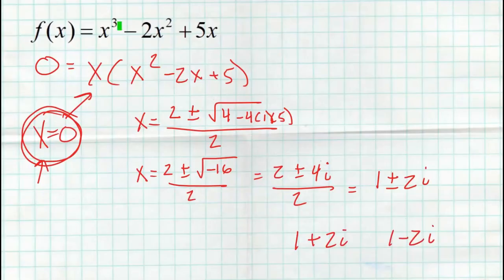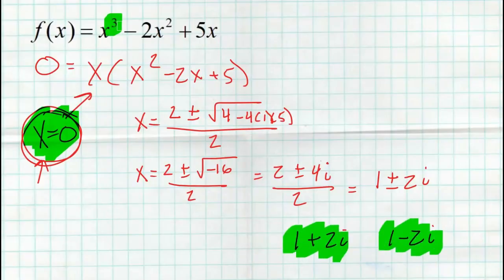So I got 3 zeros that are complex, including multiplicities. There it is. There's my degree 3. Here's my first. That's real. I'm going to actually see that on a graph. And then here are my other 2 complex imaginary zeros.